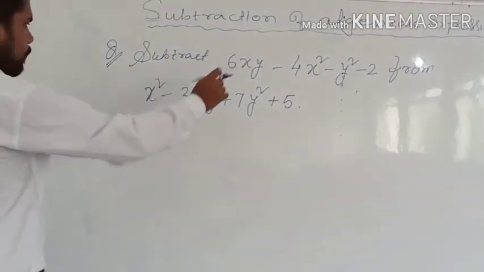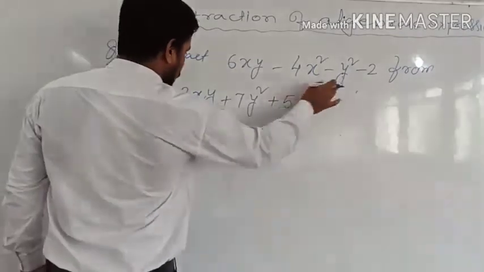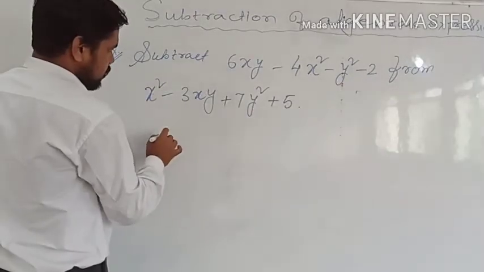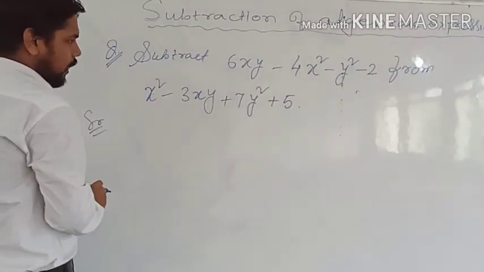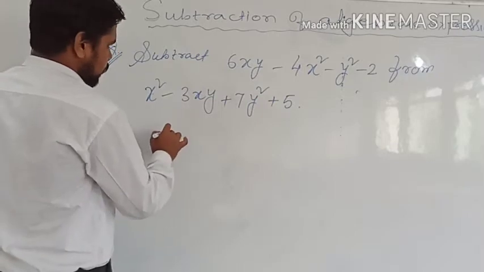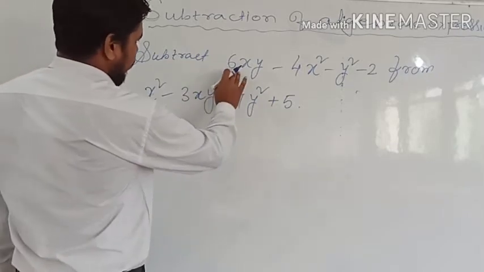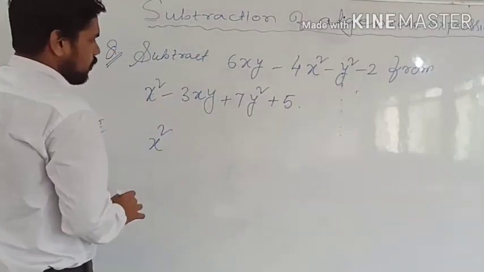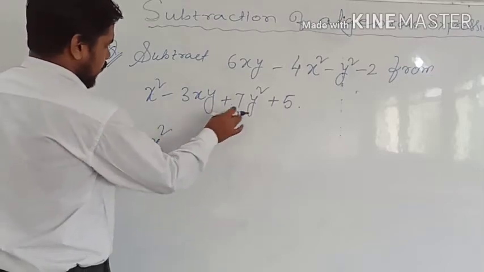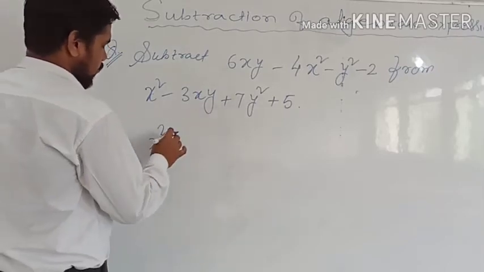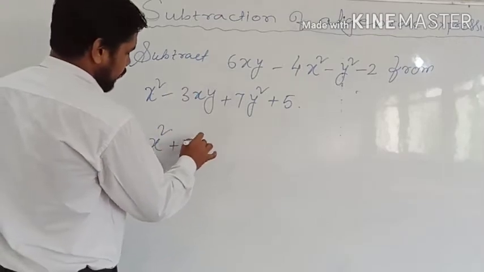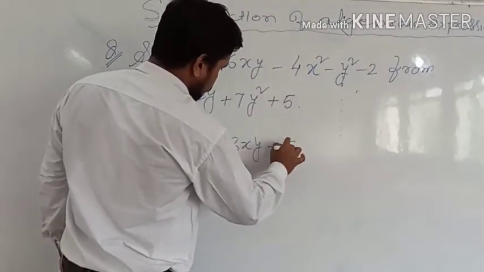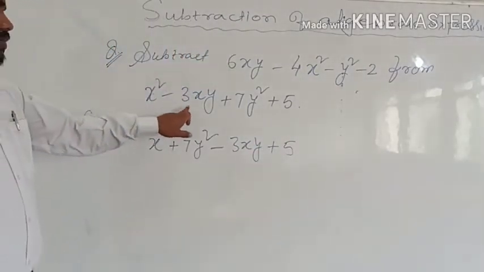For example, here it is asking to subtract this much from this. So from this means this first you have to write. Let's write x square first, or you can write xy first also, whatever you want. Let us suppose I am writing x square first, and then I am writing y square. So we have x square plus 7y square minus 3xy plus 5.